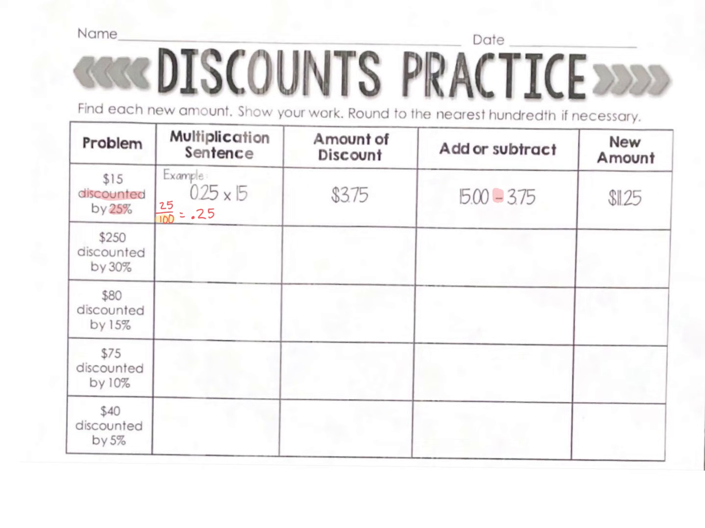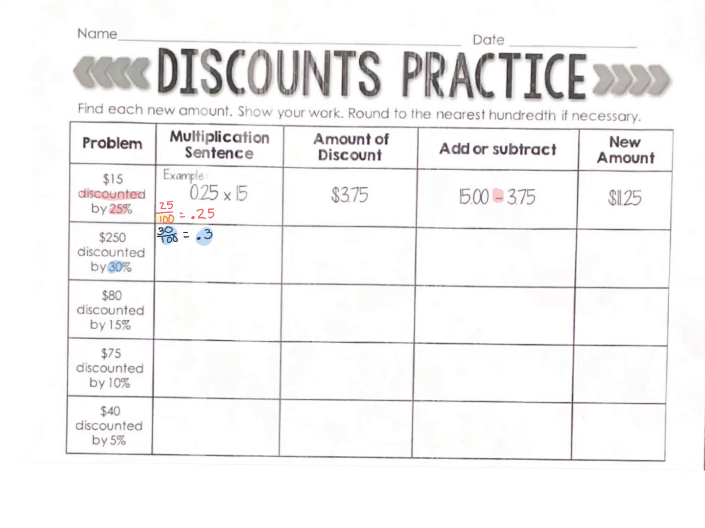All right, let's do one more. Here we have $250 discounted by 30%. So 250 is 30% off. So we need to take 30% and multiply it by 250, our total cost. So first thing I need to do is write 30% as a decimal. And remember that is 30 divided by 100, which is equal to 0.3. Okay, so now that I determined my percent off as a decimal, 30% is equal to 30 over 100, which is equal to 0.3.